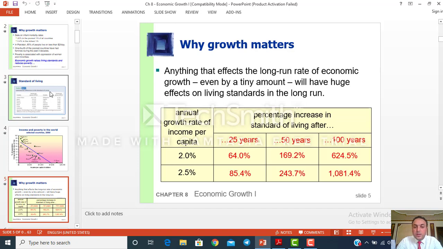Now we can see why growth is important: anything that affects the long run rate of economic growth, even by a tiny amount, will have a huge effect on the standard of living in the long run. Look, for example, at the annual growth rate of income per person. If the annual growth rate is 2%, the percentage increase in the standard of living after 25 years will be 64%. If the annual growth rate is 2.5%, the percentage increase in the standard of living will be 85%. So a small increase in the annual growth rate affects the percentage increase in the standard of living by a huge amount.